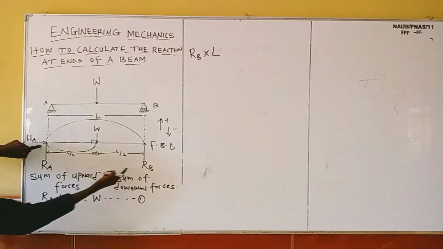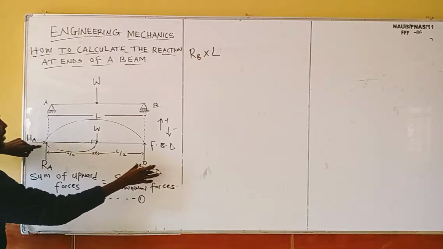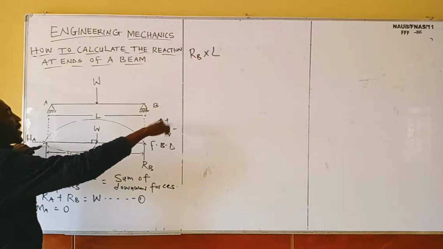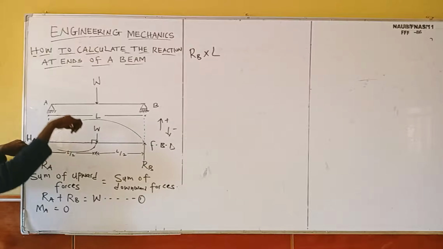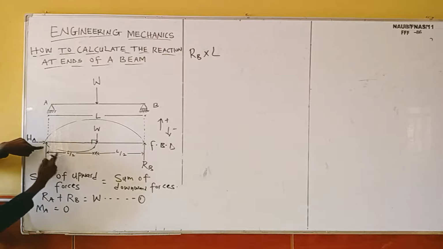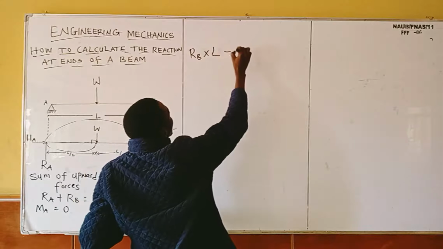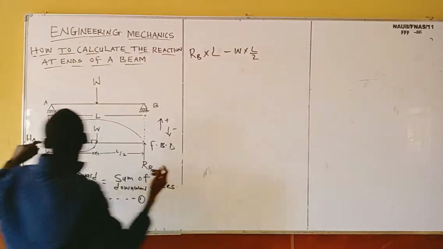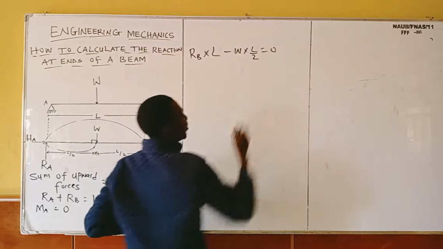So now here, if I take my upward force as positive, it will just be R_B times L. Do you get that? Now if I take my downward force as negative, look at this, it is downward. So W will be minus W times the total distance, which is L over 2. So it's going to be minus W times L over 2. Do we have any other force here again? No. Everything will be equal to 0. Do you get that?